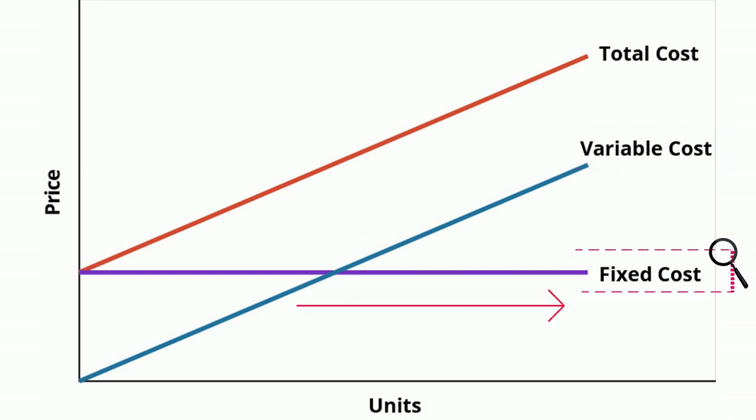Fixed costs, on the other hand, remain the same regardless of production levels. Rent is an example of a fixed cost. You pay the same amount regardless of how much product you produce.